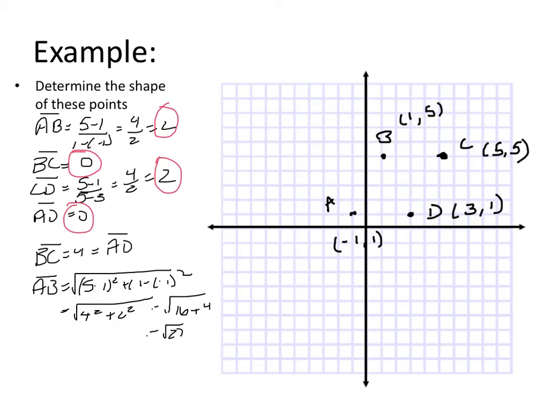Now that is not equal to 4. But it is going to be equal to CD, because the numbers are going to end up subtracting out the same. So what we have here is not a rhombus, because the four sides are not congruent. Even though it looks like it could be, it's just a parallelogram. So that's how we would work with this and determine what type of shape we're looking at with coordinates.